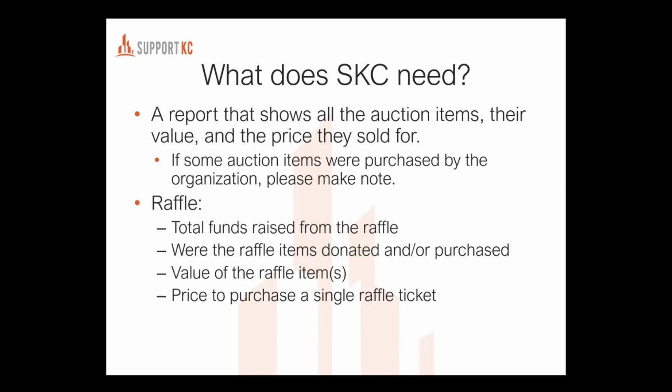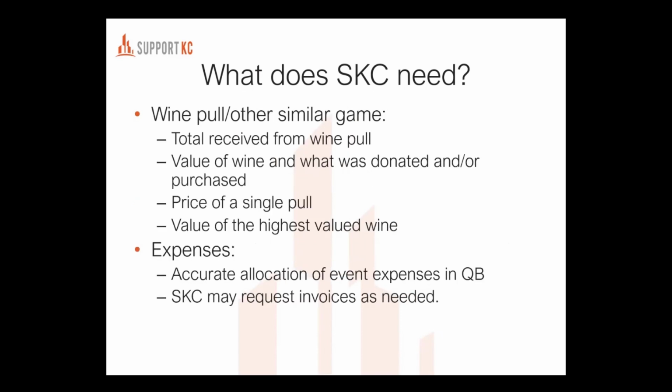And then similarly, we've got raffles. So the income brought in from the raffle, the value of the raffle items, what was donated and purchased, and then what was the price of that single raffle ticket, so we can calculate if a W-2G should have been issued. And then other gaming, so a wine pool is kind of the next one, but if you have other gaming, we'll need information on that as well, similar to a raffle.